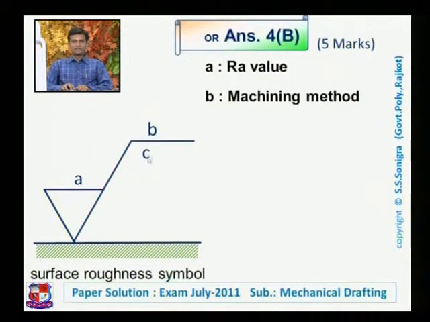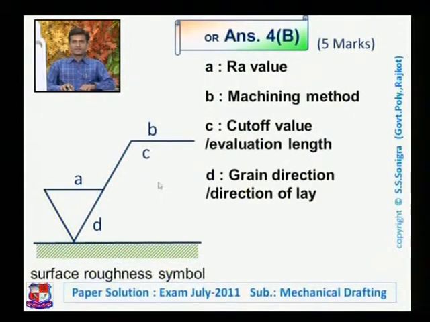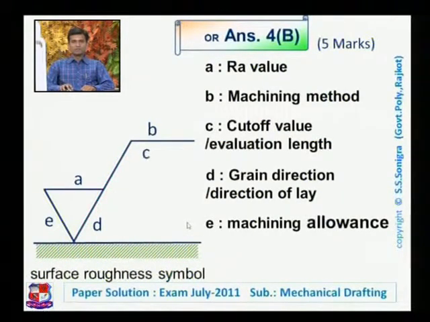C is written over here, which represents the cutoff value or evaluation length to measure the reference. D is written over here. It represents grain direction or direction of lay. It may be circular or parallel or cross. And E is written over here, which shows machining allowances. Whichever allowances should be given to machining, in terms of millimeters.